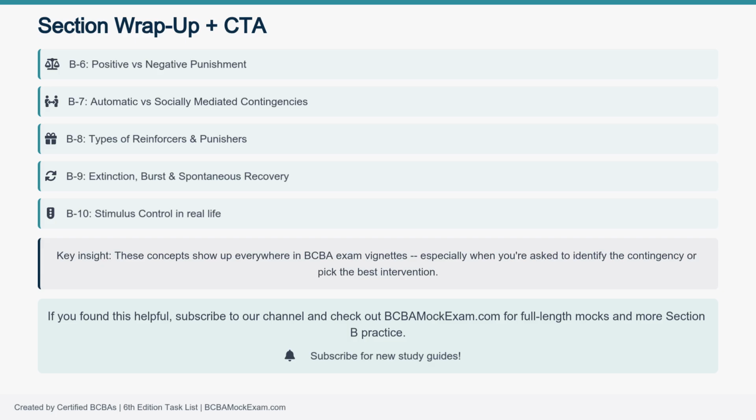To wrap up B.6 through B.10, you should now be able to clearly define positive and negative punishment, separate automatic from socially mediated contingencies, distinguish unconditioned, conditioned, and generalized reinforcers and punishers, describe extinction, extinction bursts, and spontaneous recovery, and recognize when behavior is under stimulus control of an SD versus an S-delta. These concepts appear all over the BCBA exam, especially in long vignettes where you're asked to identify the contingency or choose the most appropriate intervention based on function.